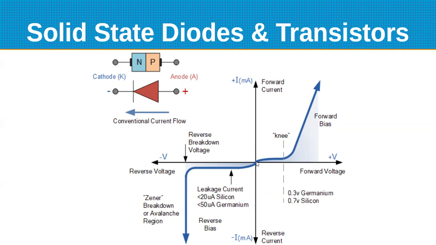Now you also notice if we apply a negative voltage, we shouldn't have any current flow, but once again, there's a little bit of leakage. Here they're saying it's less than 20 microamps if it's a silicon device. But when we get to a certain point called reverse breakdown voltage, there's this thing they labeled the Zener effect. I think it was some guy named Zener that discovered it. And it just sort of avalanches and conducts in the opposite direction.